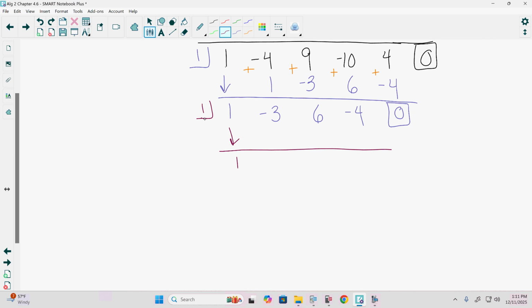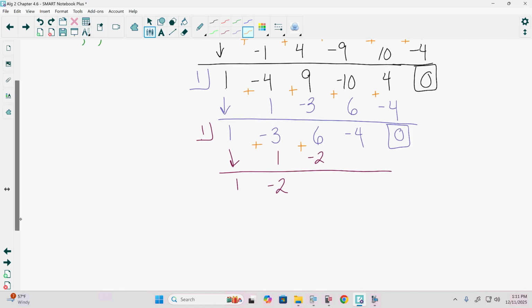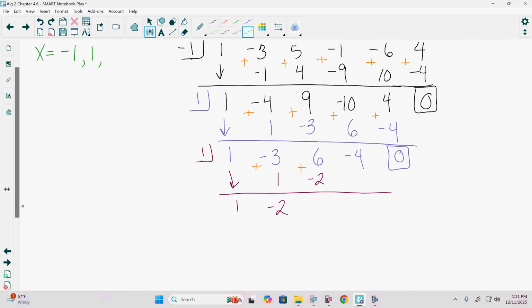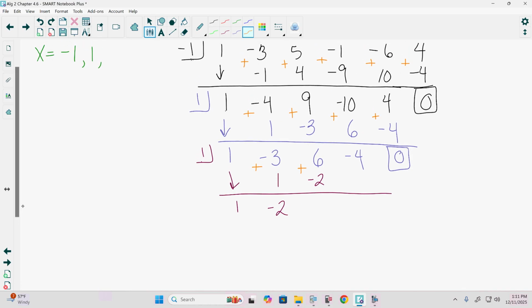And we do our multiplication again. 1 times 1 would give us 1. -3 plus 1 is -2. 1 times -2 is, well, -2. 6 plus -2 is 4. 1 times 4 is 4, and negative 4 plus 4 is 0.